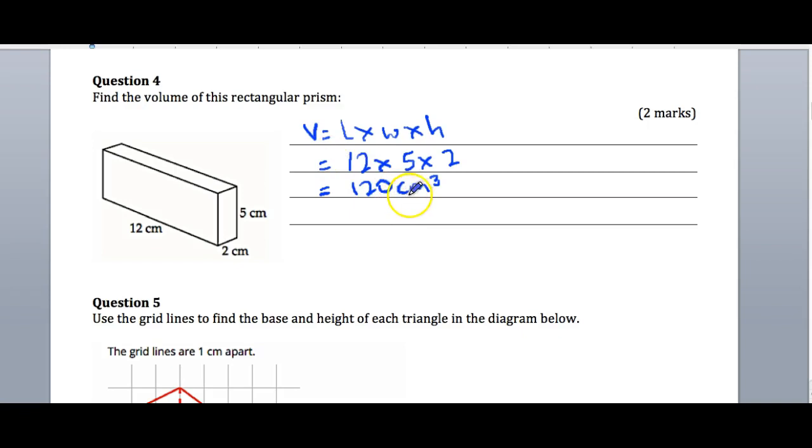When we're showing volume, it should be centimeters cubed. Okay, so that little 3 means cubed. So don't say centimeters 3, it's centimeters cubed.